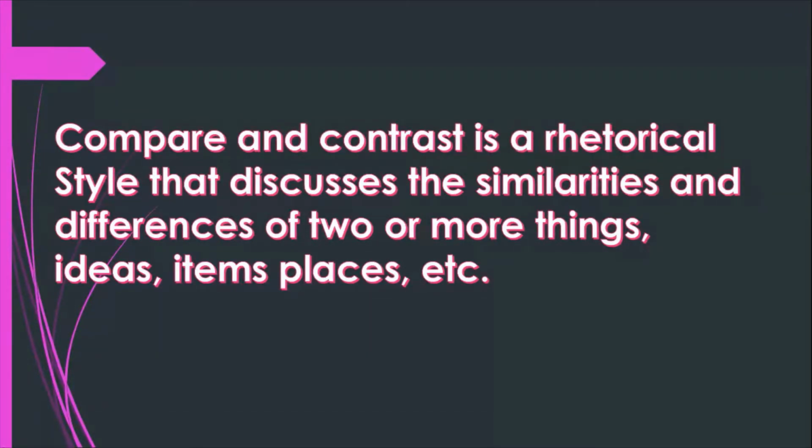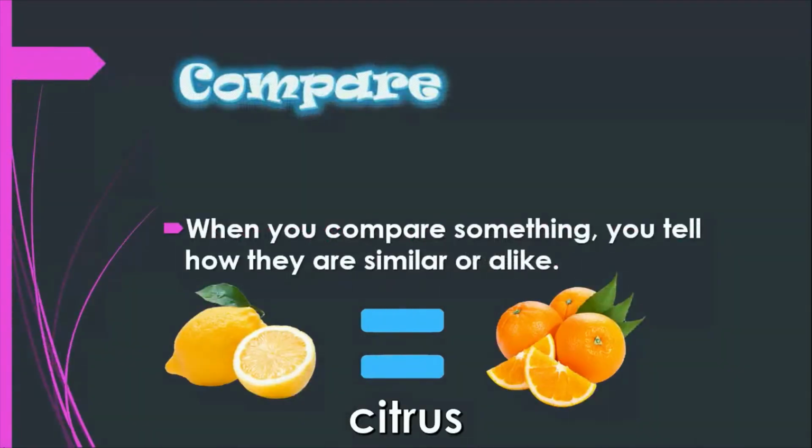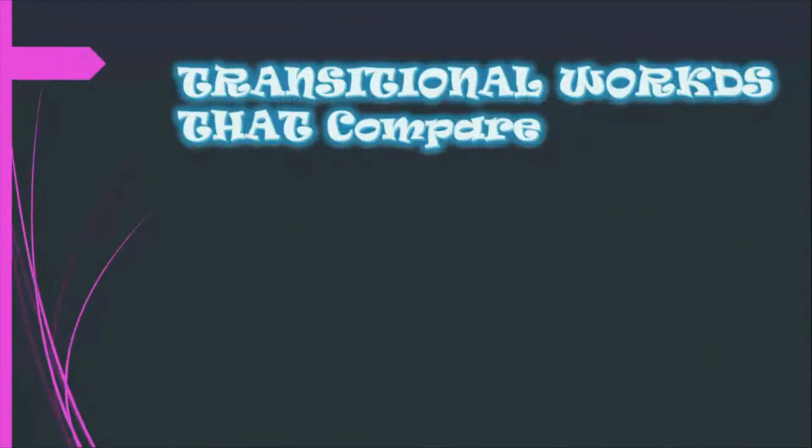And again, this can be from an observational point, it can also be from a reading, or writing as well. Okay, so when you compare something, you tell how they are similar, alike, or the same. For example, I have here limes and I have oranges. If I was going to say how they are alike or similar or the same, I'm going to say that they are both citruses. And as you notice, I use the word both. Didn't you notice that? Okay, that brings us to our transitional words.